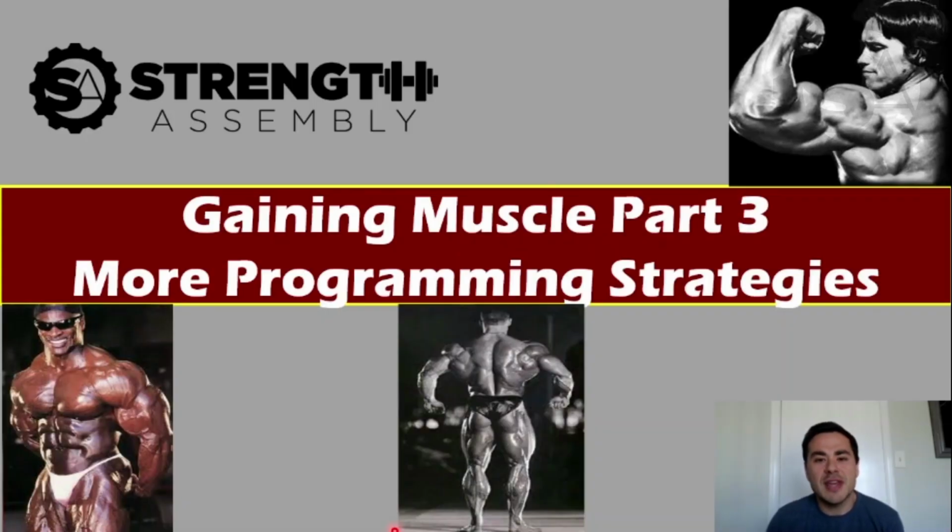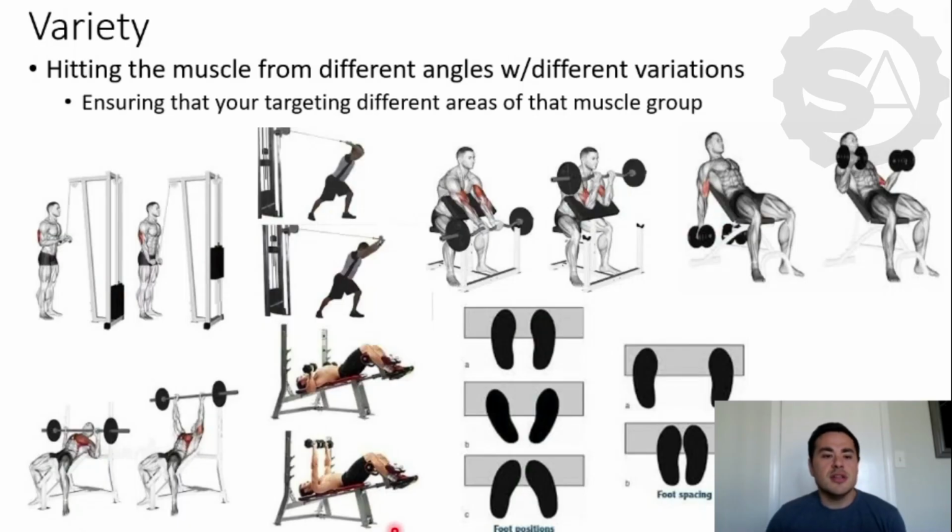All right, so for the third installment of the Gaining Muscle series, we're going to talk more about programming strategies. So here we go. The first thing we're going to discuss is going to be variety. Making sure that you're hitting the muscle from different angles with different variations. This is going to ensure that you're targeting different areas of that specific muscle group.